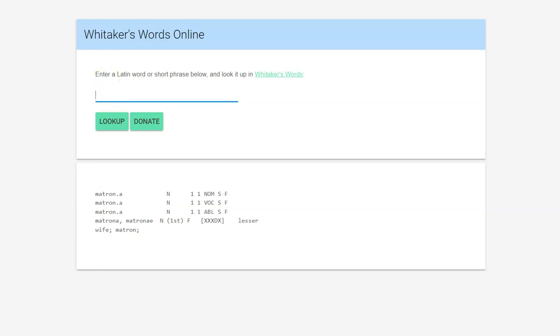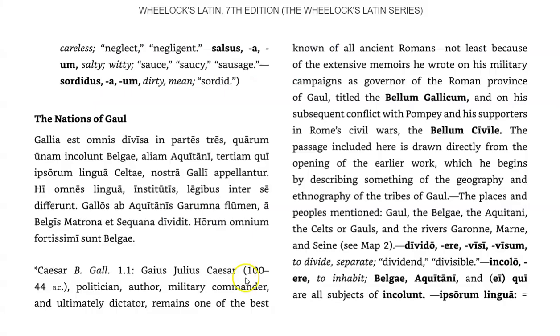So at any rate, you can easily find an English translation of the first part of this. I gotta have it here. No. Oh yeah, right here. Okay, my bad. I thought it'd be here. So yeah, the Garumna is the Garonne River, and then the Matrona is the Marne River, and the Sequana, I guess, is the Seine River as well.